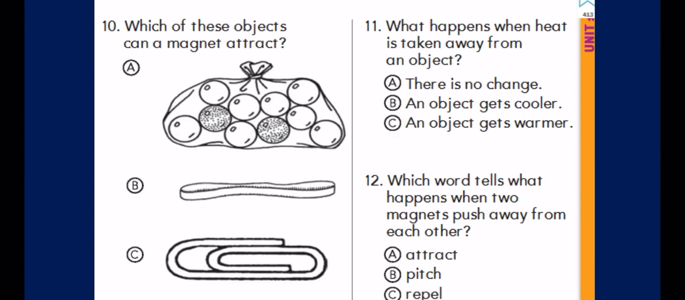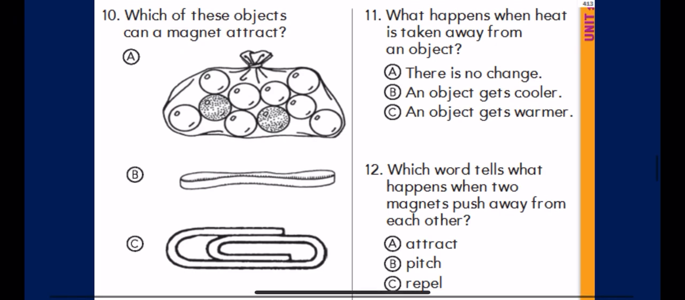Then, 11. What happens when heat is taken away from an object? When you take all the heat from an object, what happens? A, there is no change, nothing will happen. Or B, an object gets cooler. Or C, an object gets warmer. What do you think if you take away all the heat?